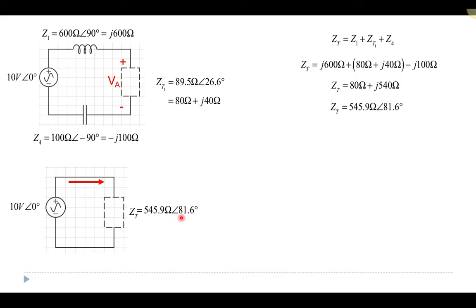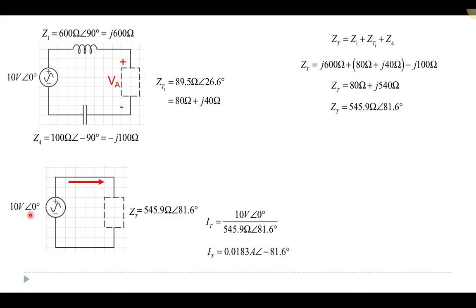phase angle of 81.6. I have one impedance value connected to my voltage supply, so I can determine the current, which is just the voltage over the impedance. And I get that the current is 0.0183 amps with an angle of minus 81.6 degrees.